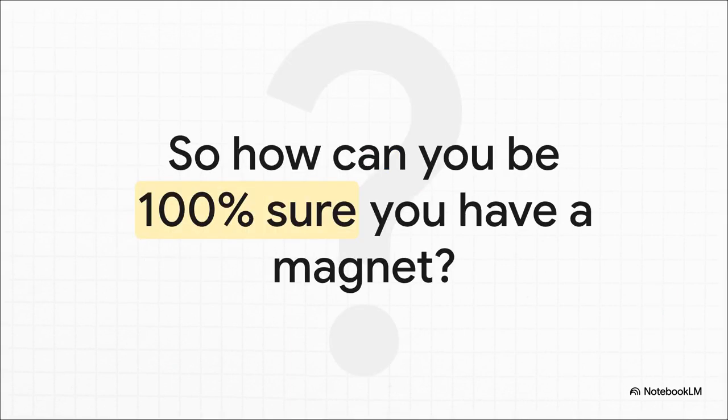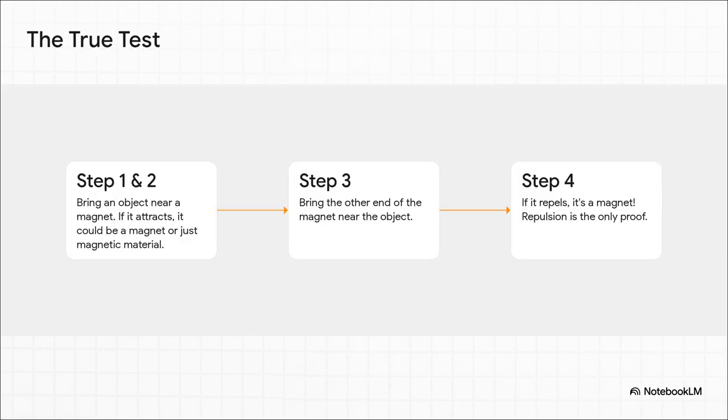And this brings us to a really crucial question. If attraction isn't the final proof, what is? How could you come up with a foolproof test to tell the difference between a true magnet and just a piece of magnetic metal like iron? Just think about that for a second. And here it is. The one true test for magnetism is repulsion.